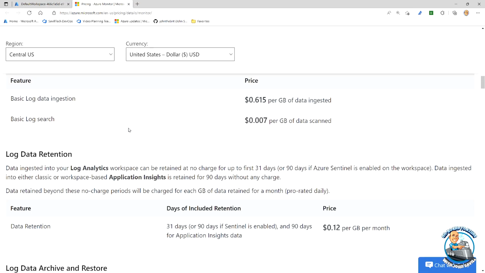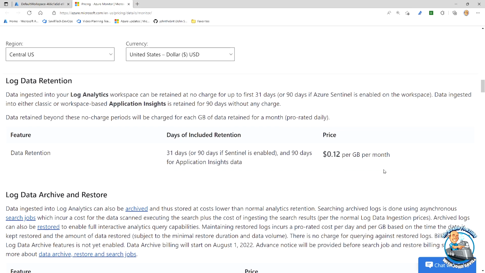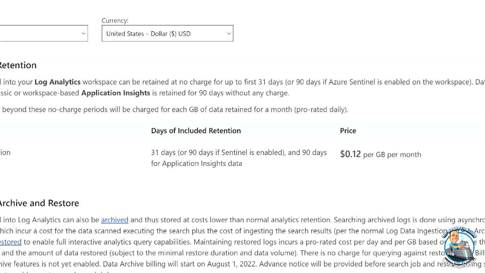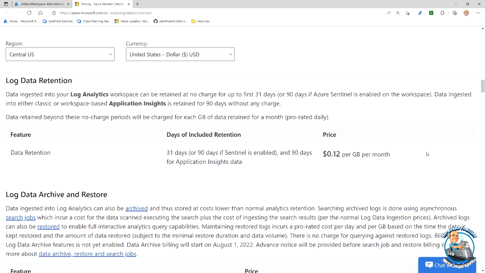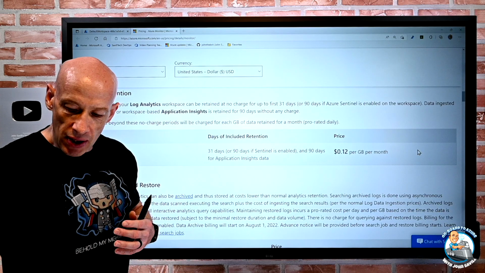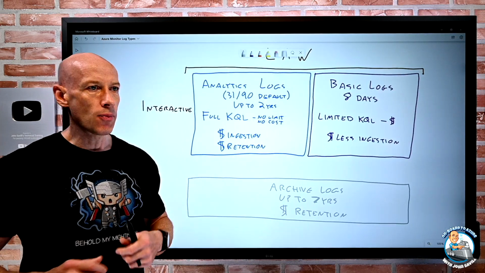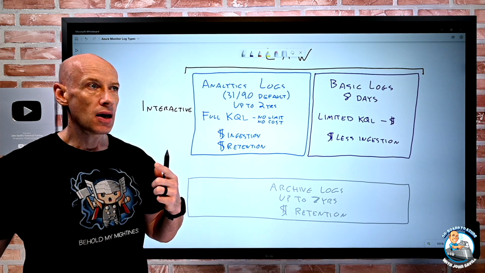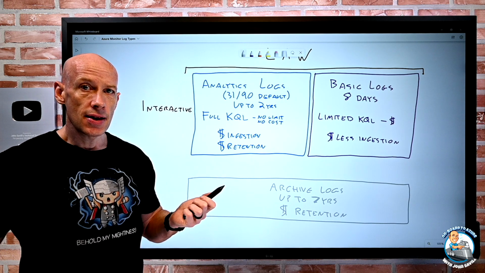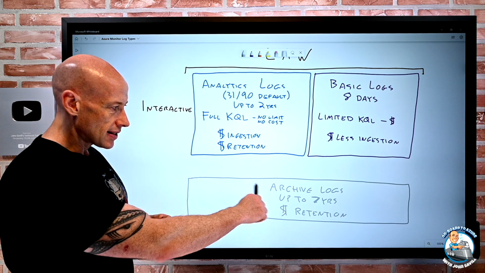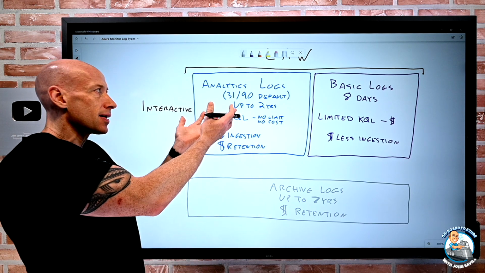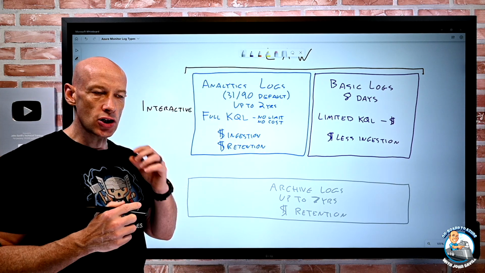So I can go over here and we look at log data retention. And you can see, past what the default is included, I start paying 12 cents per gigabyte per month. So I'm keeping it there, I'm keeping it handy and available, so I don't have to, if I need it, go and bring it back from somewhere else. But I cannot run queries against this. There's no way to even run this limited set of KQL against this. I have to bring it back into analytics logs to actually do things.